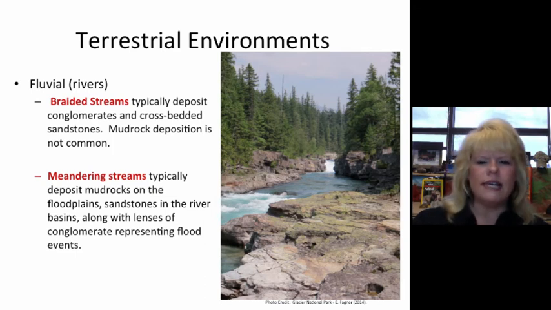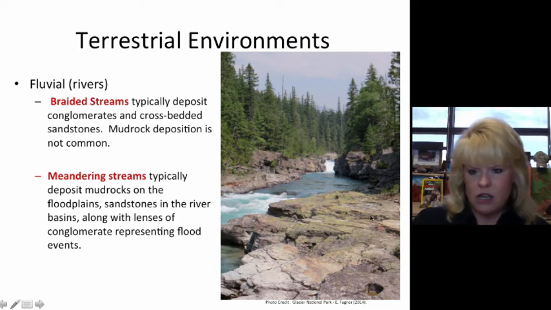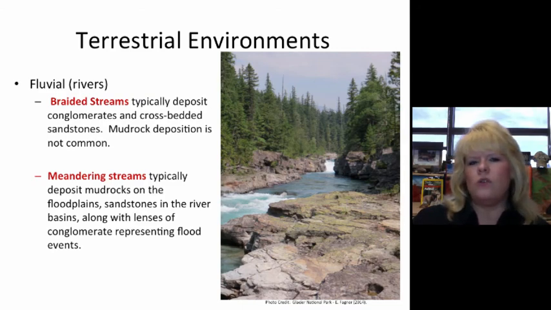So it's very gravelly. Unlike a meandering stream, which is typically what you see right here, meandering streams deposit mud rocks, sometimes sandstones, even conglomerates during flood conditions. So this is the standard type of stuff that is in most streams that aren't from melting glaciers.